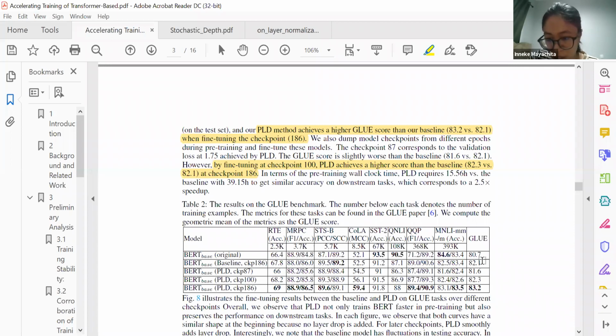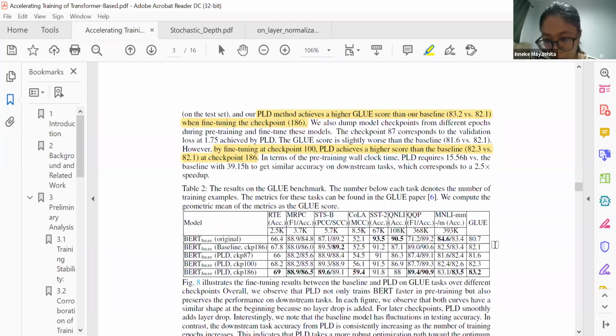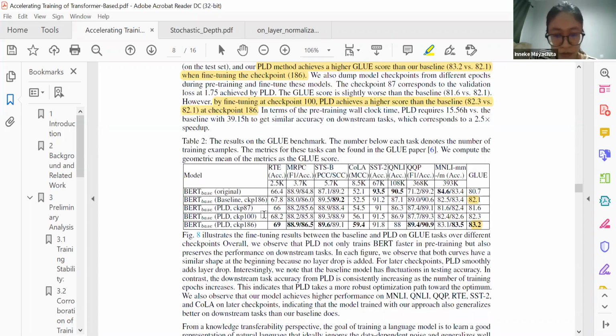186, we can reach a better performance, from 82.1 to 83.2. While actually, even in epoch 100, we already outperform the baseline BERT. So definitely it leads to faster training. We don't need to train until 186 to reach the same performance.